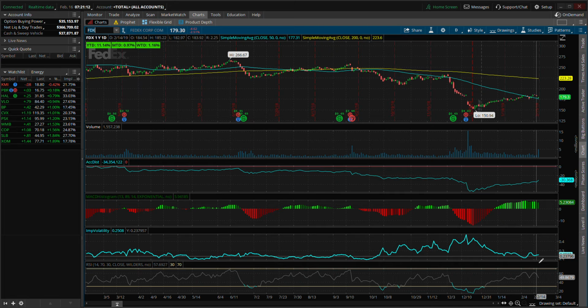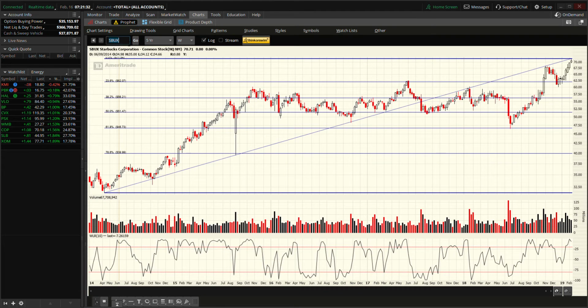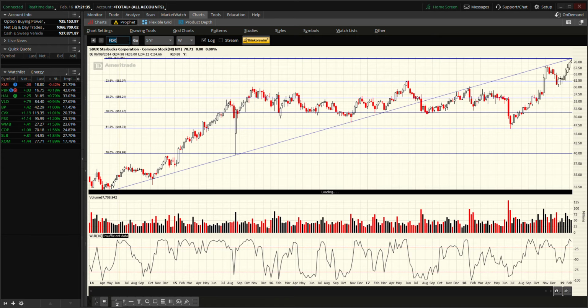Implied volatility, very low implied volatility. People not worried about this stock. So this could mean a bullish sign. RSI is still in the medium range. It's not still in the overbought or oversold territory. So let's take a look at 5-year chart on FedEx.